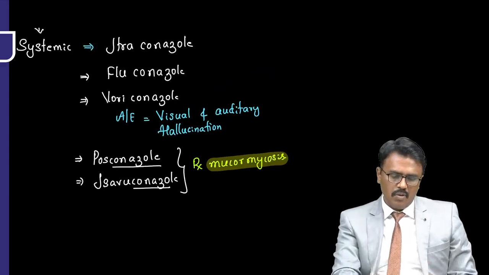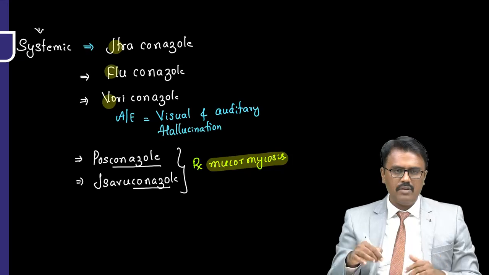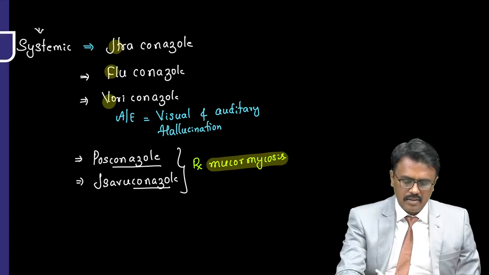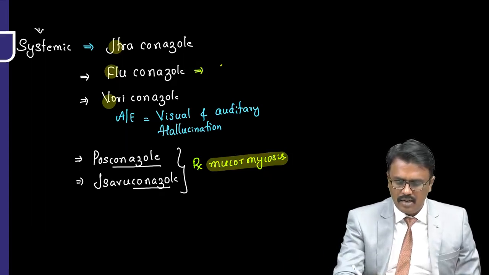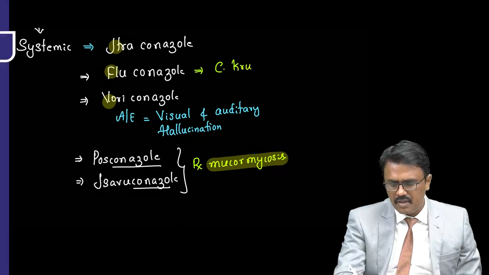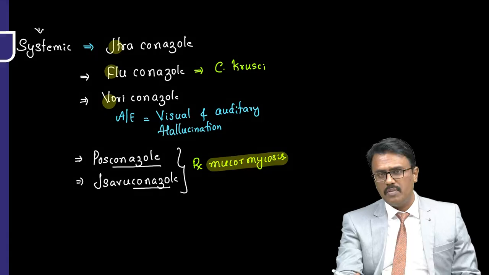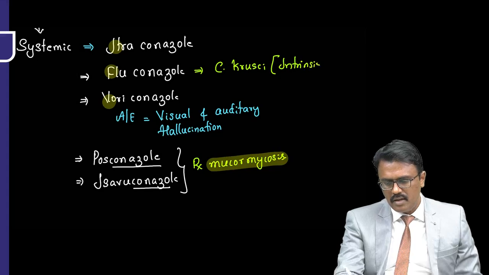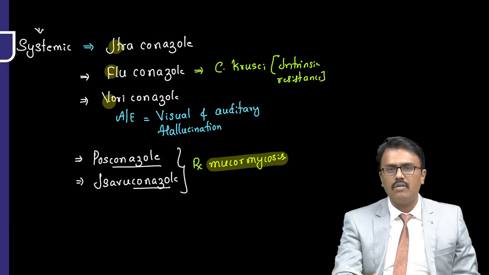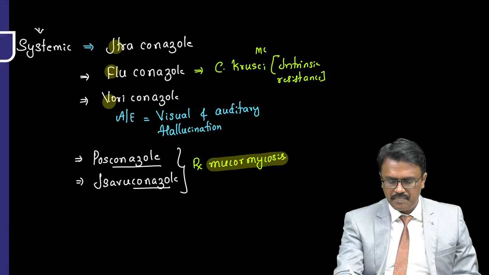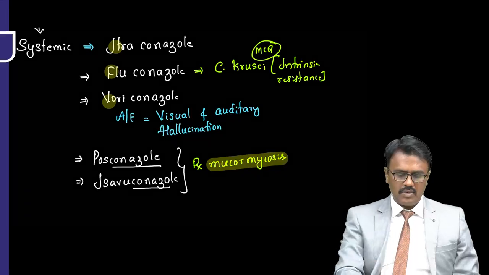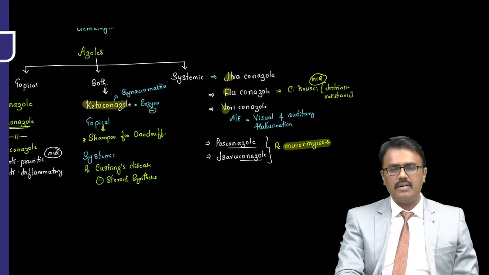Sir, won't itraconazole, fluconazole, voriconazole act on mucormycosis? No, they don't have any activity. They don't work on that. And they can ask in the exam, sir, will fluconazole work on Candida krusei? It will not work on Candida krusei because it has something called intrinsic resistance. Intrinsic resistance means it is naturally resistant to fluconazole. This is the question that can come. So that is about the azole group of antifungal drugs.